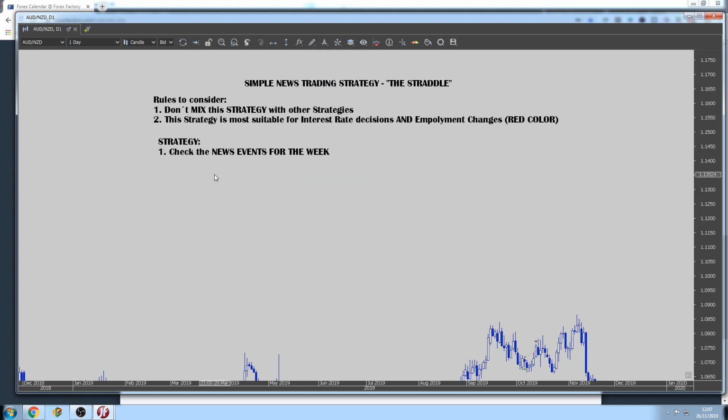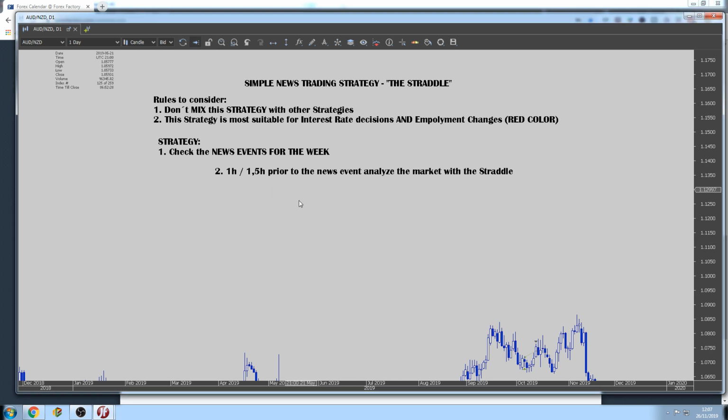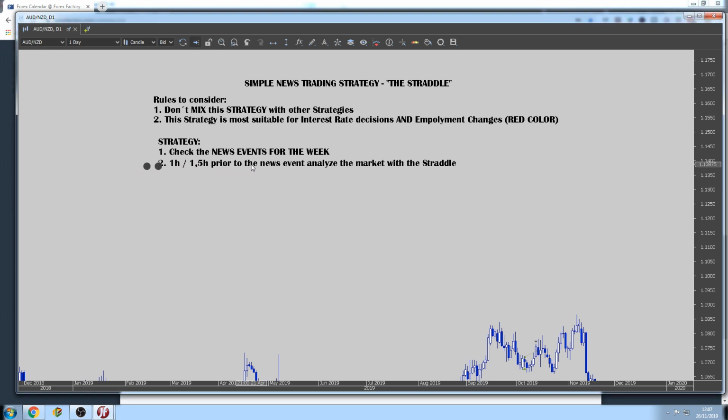Then when you find the news event, number 2: one hour or one hour and a half prior to the news event, analyze the market with the straddle. Okay, this is number 2. One hour, one hour and a half prior to the news event, analyze the market with the straddle.